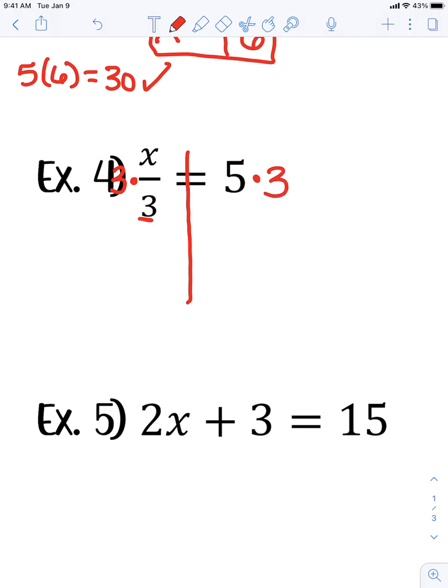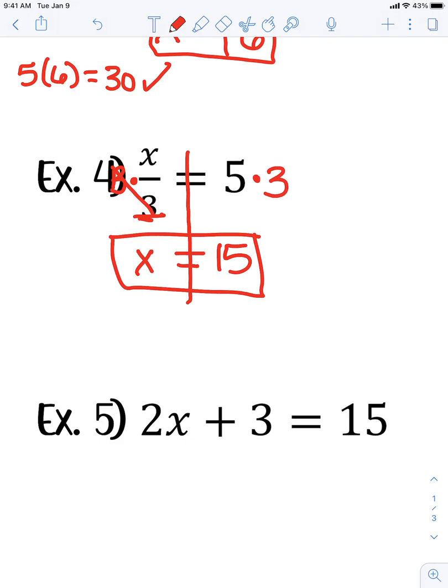Okay, so when I do that, the 3 times the 1/3, that's really what that is with the 3 in the denominator, again makes a 1, which just leaves us with a 1x. And 5 times 3 is 15. And again, if you wanted to check your work, you could always plug it back in. So we would take 15 for x divided by 3, and when I do 15 divided by 3, I do get 5. So it does check out.